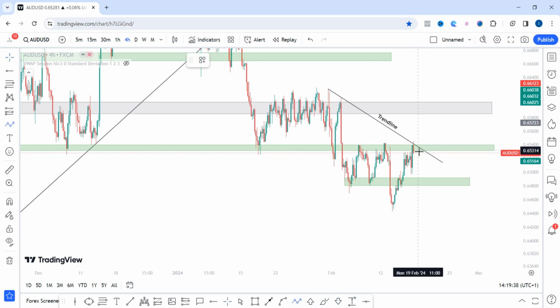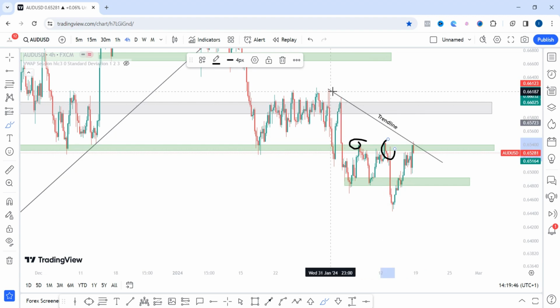But if Monday kicks in and price fails to continue pushing lower, I'd like to see price close above this green zone, above this area. Let me circle the area I'm talking about. I'd like to see price close above this area, which will obviously be above the trend line here. So once that happens, I'll wait for a pullback.